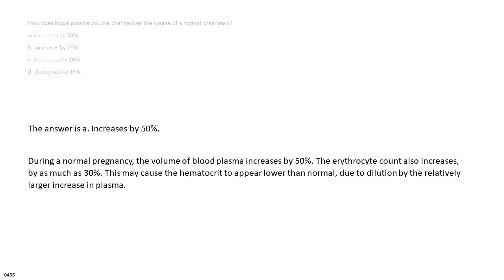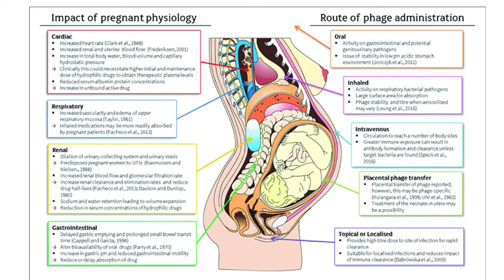The answer is A. Increases by 50%. During a normal pregnancy, the volume of blood plasma increases by 50%. The erythrocyte count also increases, by as much as 30%. This may cause the hematocrit to appear lower than normal, due to dilution by the relatively larger increase in plasma.